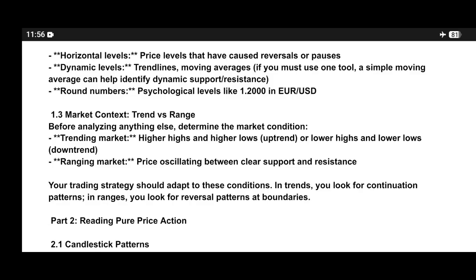So your trading strategy should adapt to this condition. When the market is moving in an upward direction, you buy. When the market is moving in a downward direction, you sell. When the market is between buyers and sellers, with no specific movement and no clear direction, you either trade the support and resistance, or the best advice I can give you is to stay out of the market.